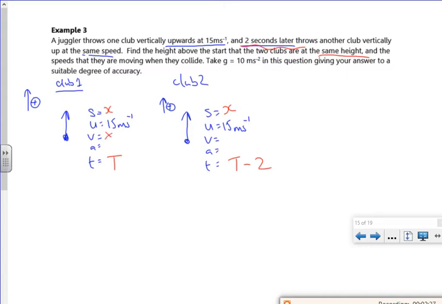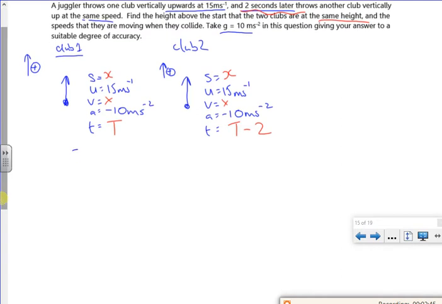V I'm not fussed about. Take gravity to be 10. So gravity is acting in the opposite direction for both of these because I'm initially firing them up. Right then, I'm not fussed about V, so I'm going to use S equals UT plus a half AT squared. So X is 15 lots of T plus a half lots of minus 10 T squared. So X is 15T minus 5T squared.